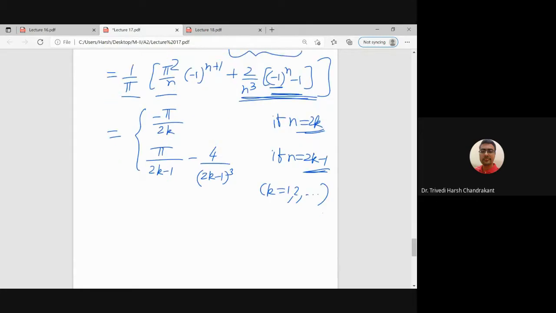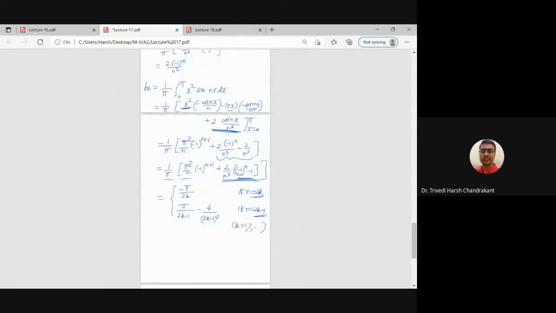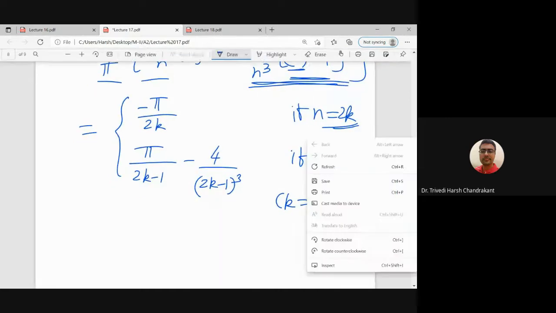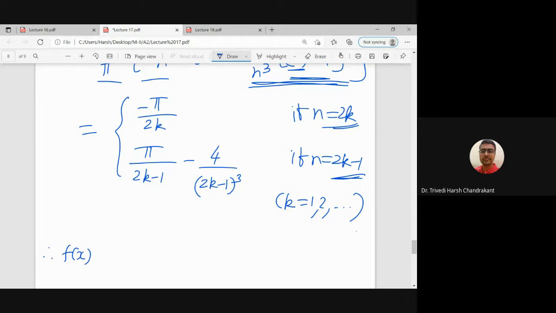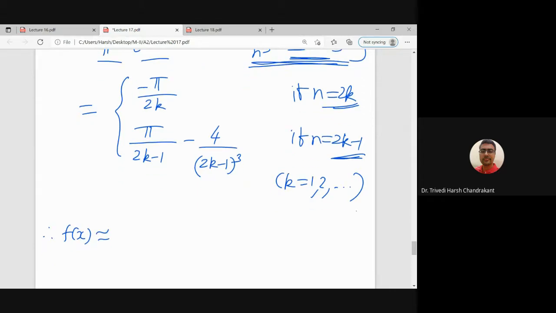So now let us substitute all these things that we found. What is this term? We found basically bn, depending on whether n is odd or n is even. So let us write down the Fourier series now. The Fourier series of the given function f(x) is 1 by 2 a0.